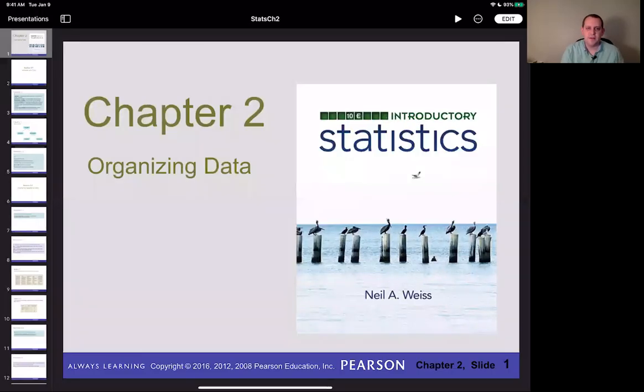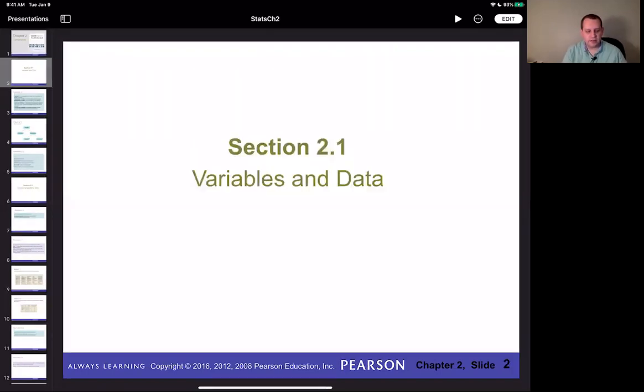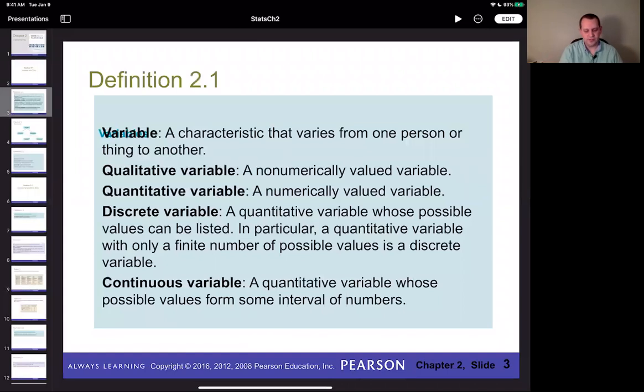All right, next up in our short chapter series is chapter 2. This is just about different ways to organize data. And so what I want to do is let's talk about variables and data. So a variable is just some sort of trait that varies from one person or one item to another.